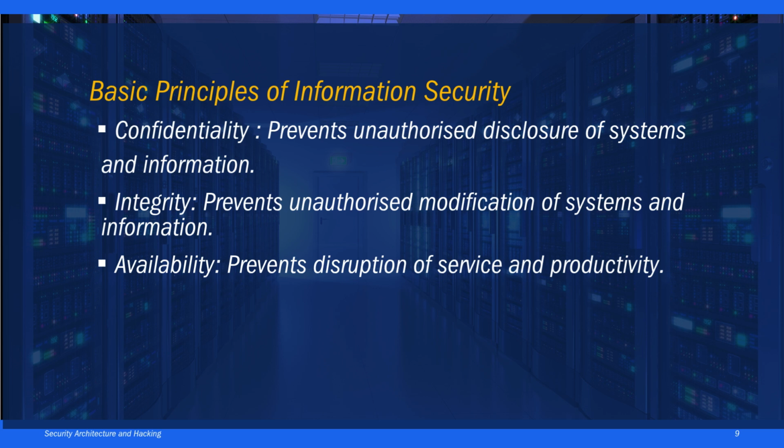The third principle is availability. Availability means making sure that systems and information are accessible when authorized users need them. For example, if a company's website or server becomes unavailable because of a cyber attack, employees and customers may not be able to access important services. So, confidentiality keeps information private, integrity keeps it accurate, and availability keeps it accessible when needed. Together, these three principles form the foundation of information security.